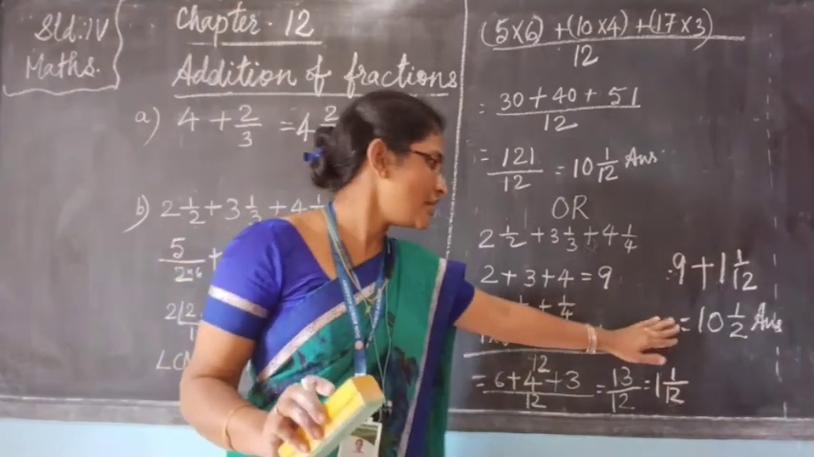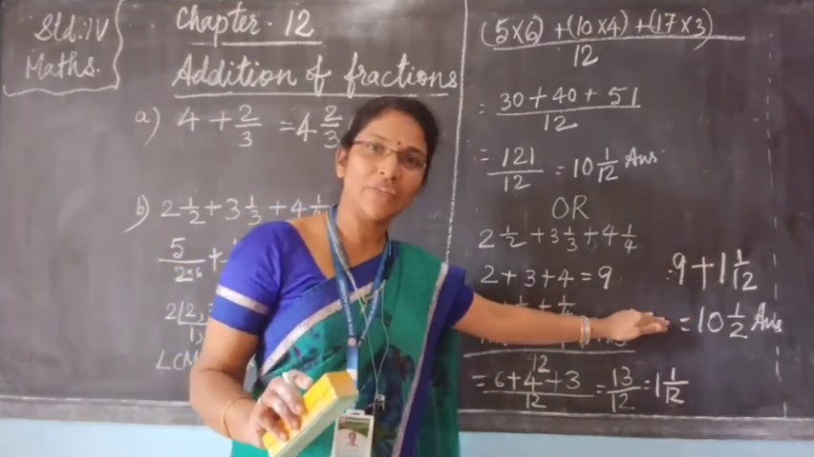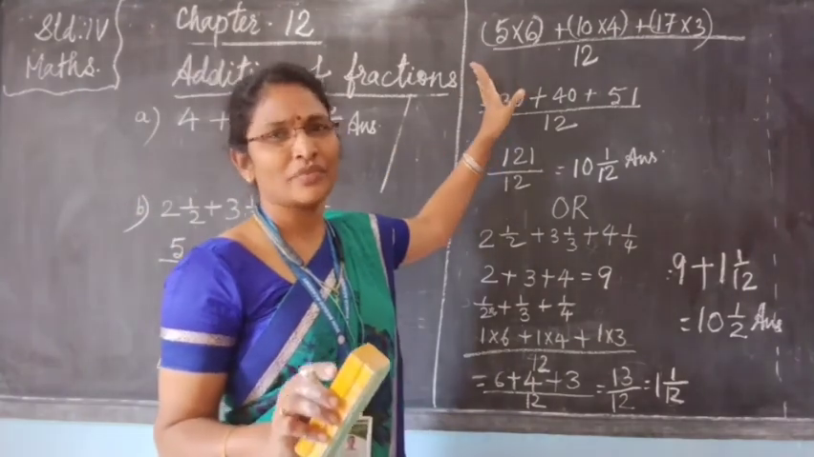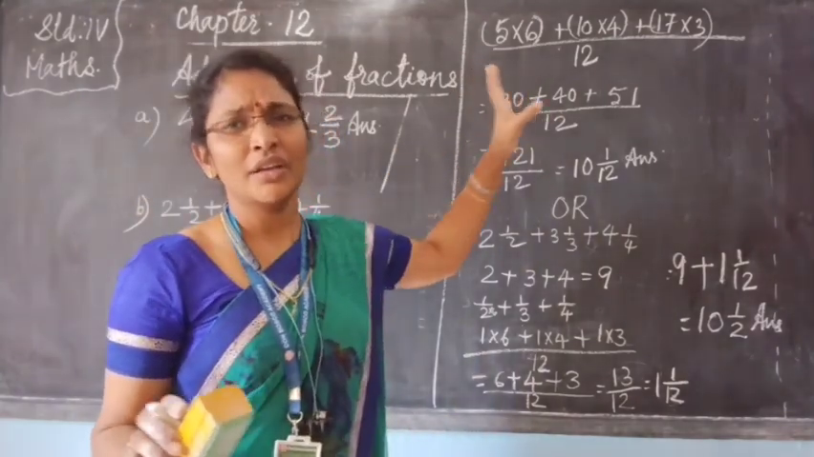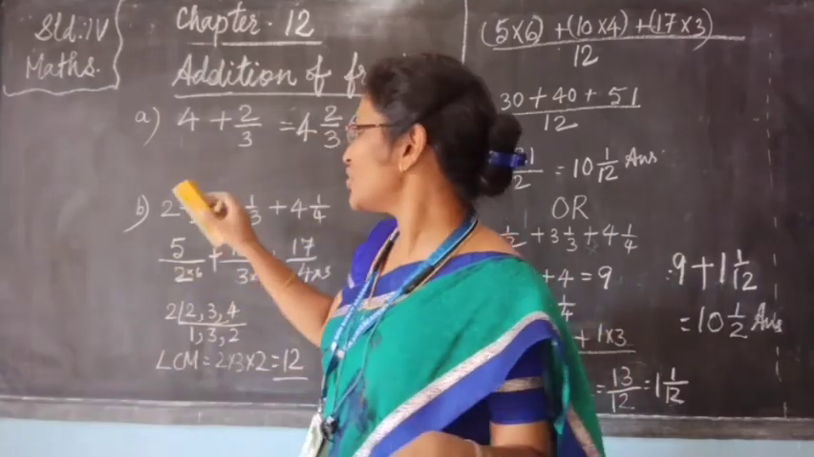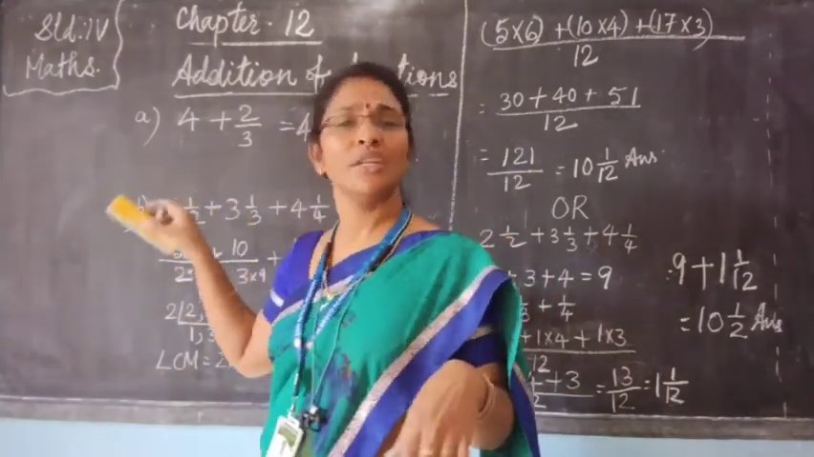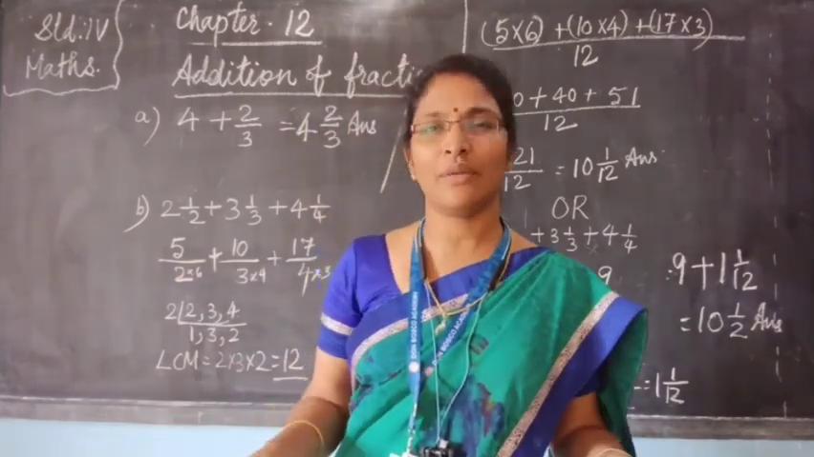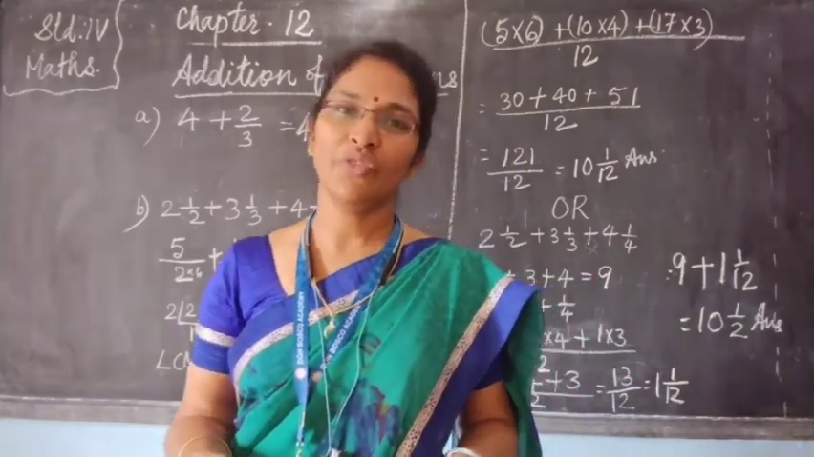So those who did not understand this, those who find this method difficult, you just follow the earlier method only. This is nothing tough. What we have to do? We have to change the mixed fraction into an improper fraction. And the remaining steps are the same only. Okay? Hope all of you understood.